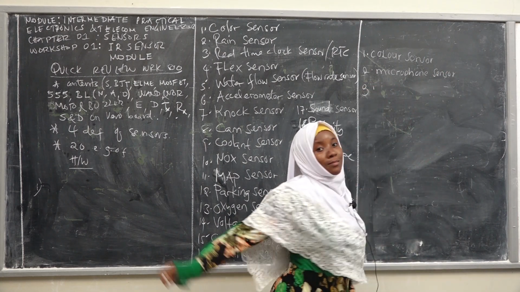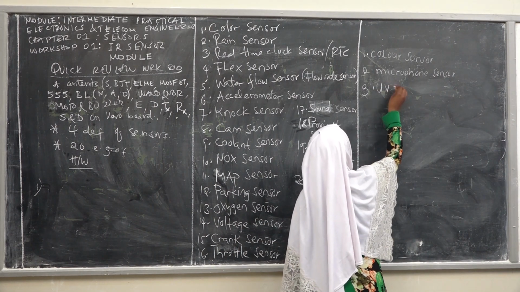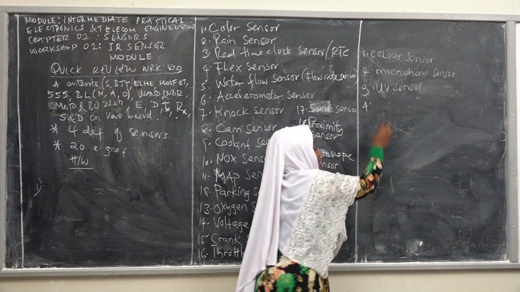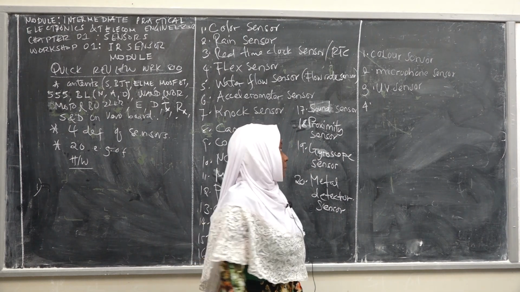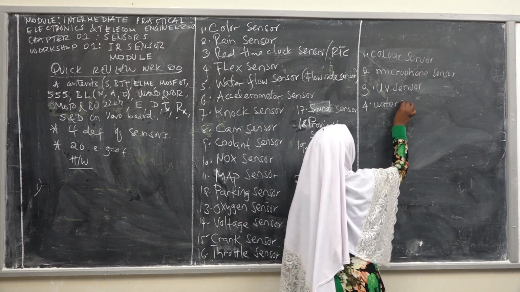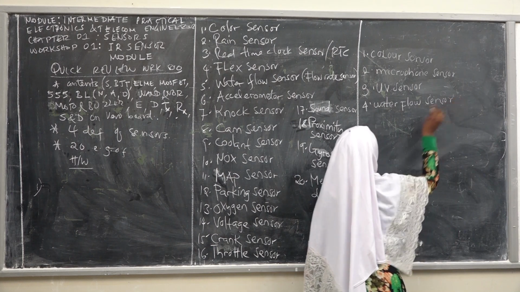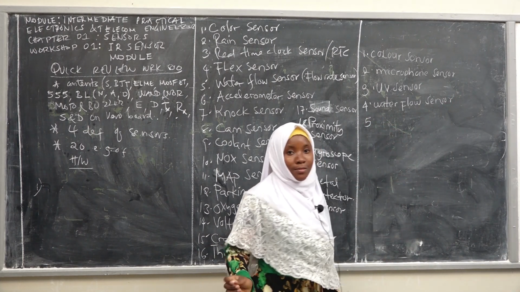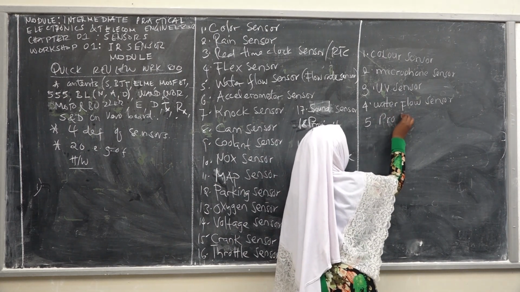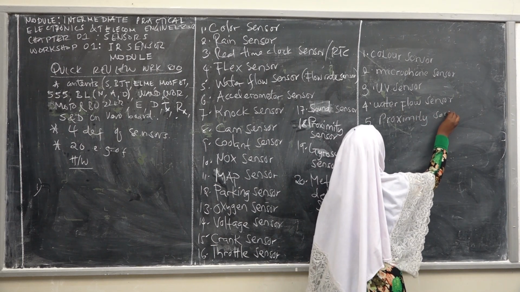The third one is UV sensor, ultraviolet sensor. The fourth one is water flow sensor. Say water flow sensor. The fifth one is proximity sensor. Is it proximity or proximity?